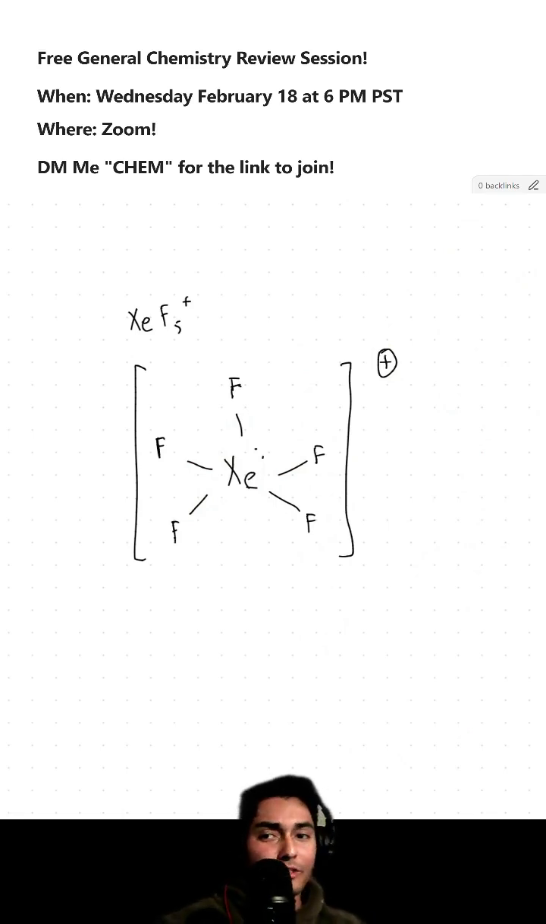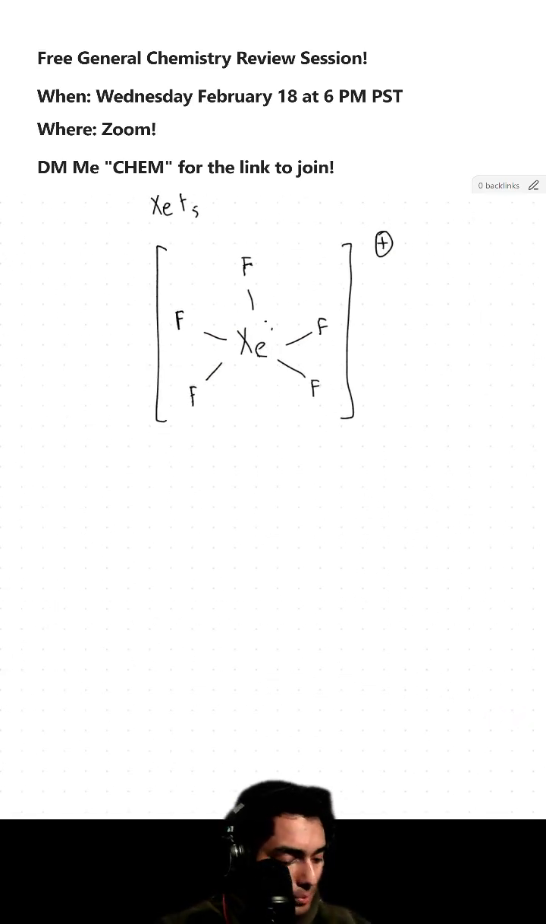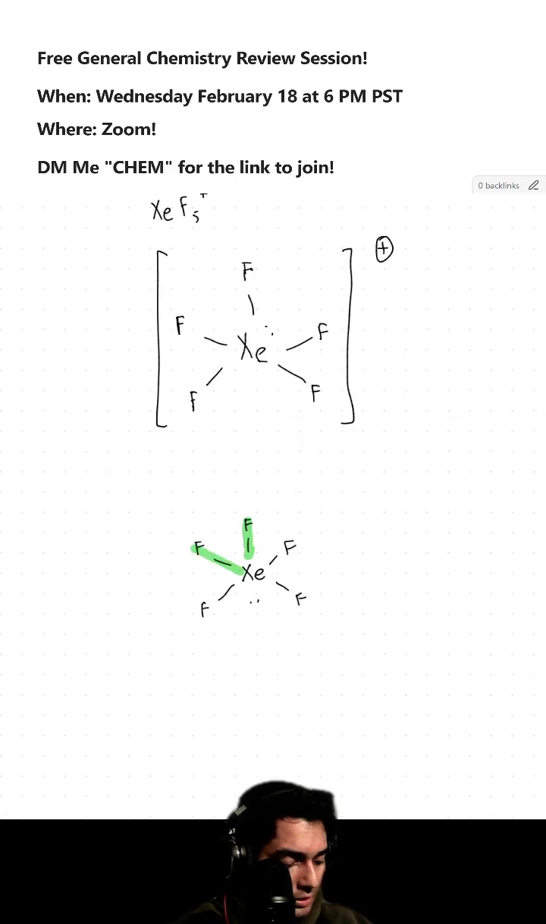So the name of this shape, this shape is kind of hard to visualize at first, so I'm going to put it like this. I'm going to put Xe, and then I'm going to put my fluorines. Where should I put my lone pair? I'm going to put it on the bottom. If I put my fluorines here, here, here, here, and then here, aha! Now I see what shape I have. This is going up, side, side, side.